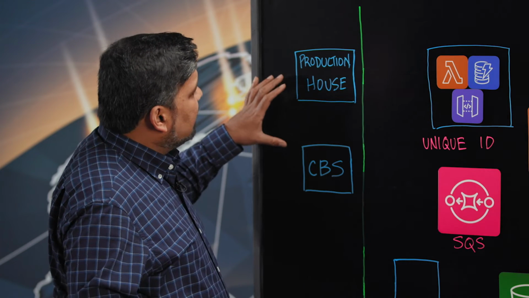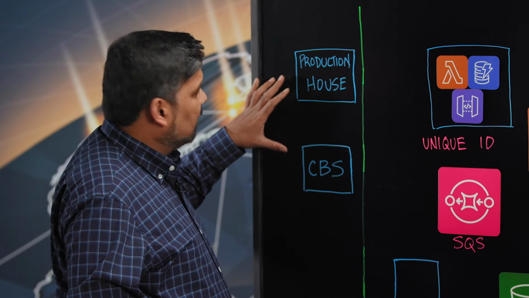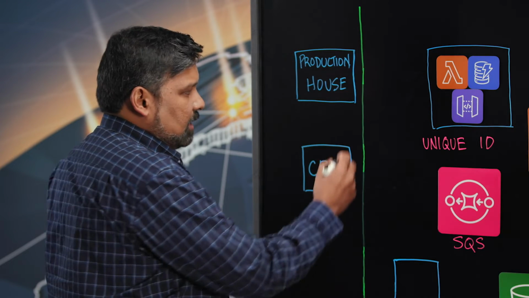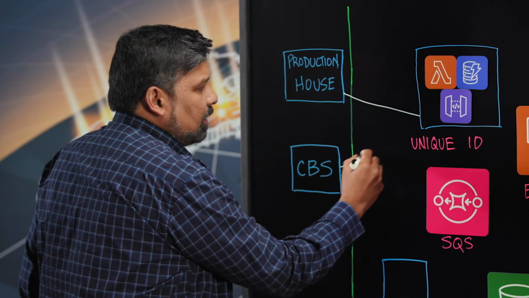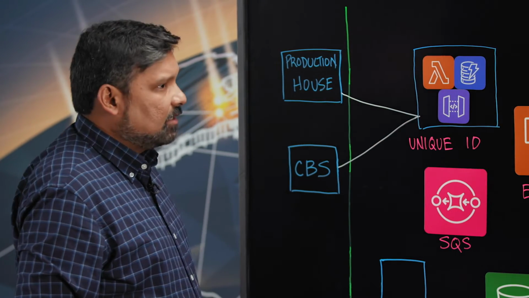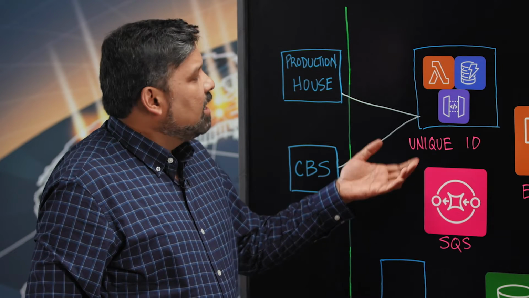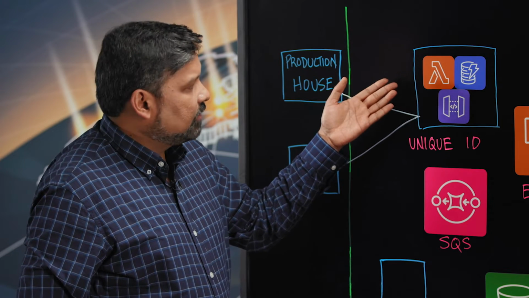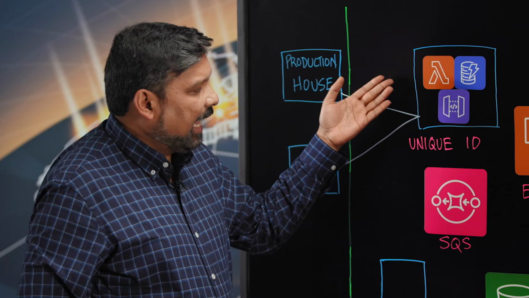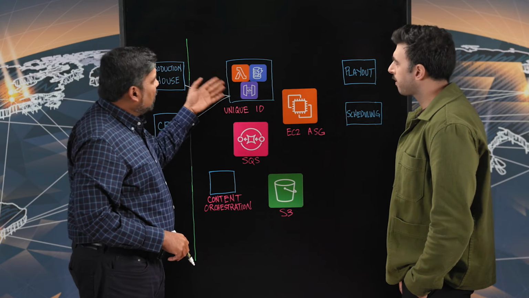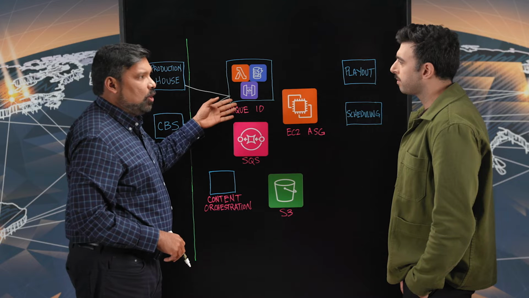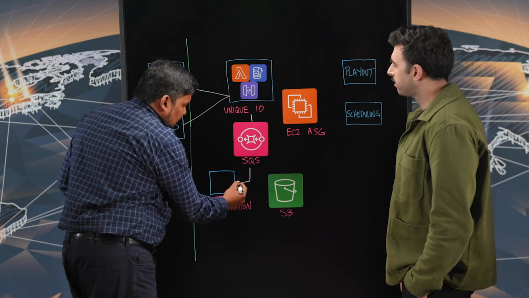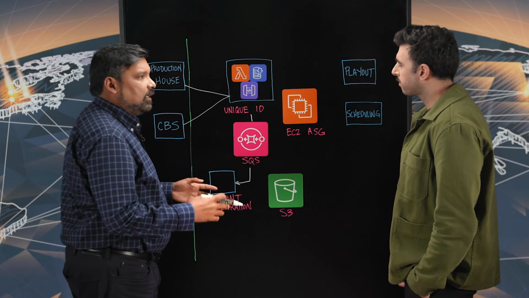Please. So the metadata comes in from multiple places, both from third-party production houses as well as from CBS upstream systems, which we route today to a unique ID system and generate a unique ID. The unique ID system is actually built on AWS native services, including Lambda, DynamoDB, and API Gateway.